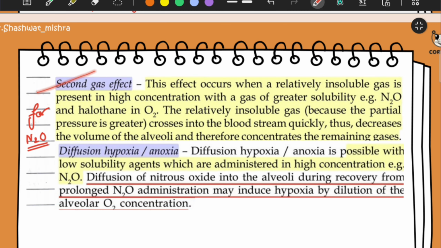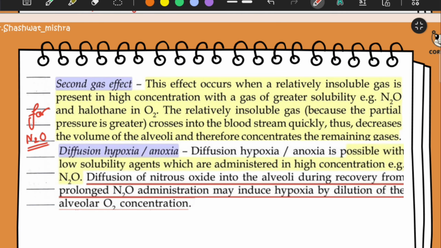Now there are two particular side effects shown by N2O. The first is the second gas effect, in which a relatively insoluble gas is present in high concentration with a mixture of a greatly soluble one. N2O is the least soluble and halothane is more soluble. Because the partial pressure of the relatively insoluble gas N2O is greater, it crosses into the bloodstream quickly, thus decreasing the volume of the alveoli and therefore concentrating the remaining gas. This means the effect of halothane is seen due to N2O.